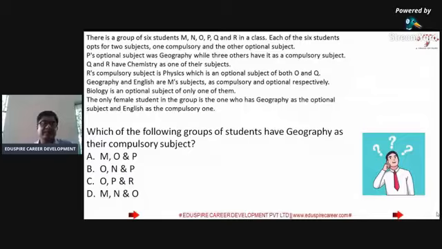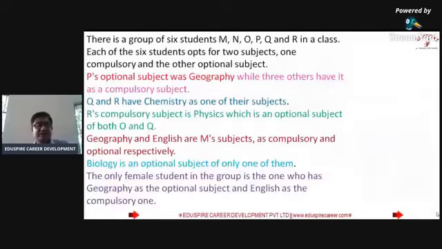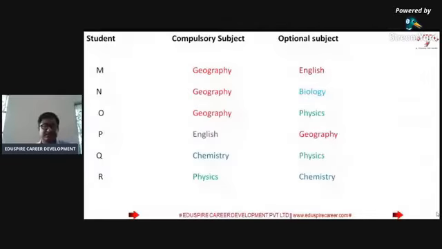Now only this information is given to us in the form of certain sentences. So what to do? How to identify this? Let's see. Here I have marked certain portions with different colors. These are the only portions that we need to use. So let's see. First, I have marked with red color: P's optional subject is geography. So we need to frame a table like this. And I have marked P's optional subject as geography.